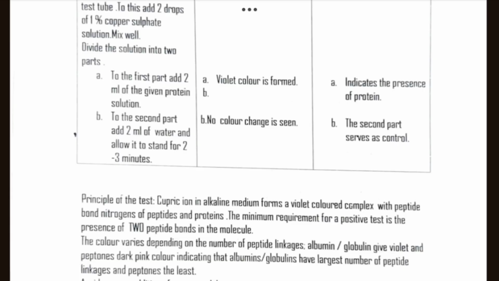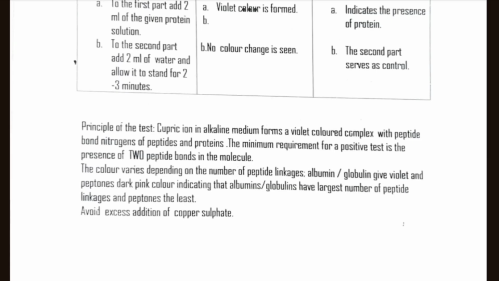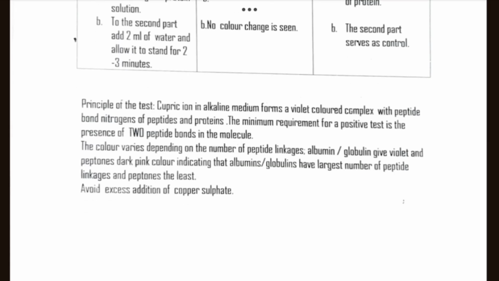Why would you do the second part? There is no color change. It is just to serve as a control. What is the principle of the test? Cupric ion in alkaline medium forms a violet color complex with the peptide bond nitrogens of peptides and proteins.